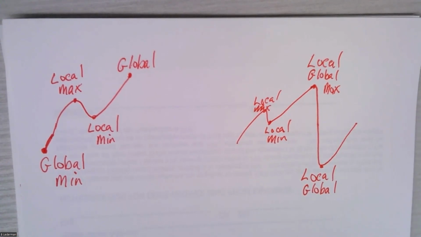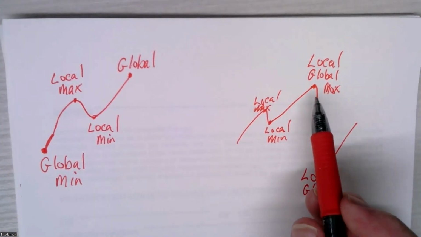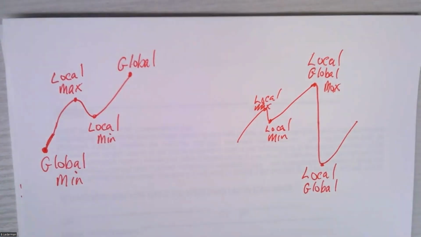So a local max might be a global max, might not be a global max. It all depends on the particular graph, on the particular function. But I just want to say a fun and important fact is that a local max or a local min can only occur at a critical point. Let me write that down.